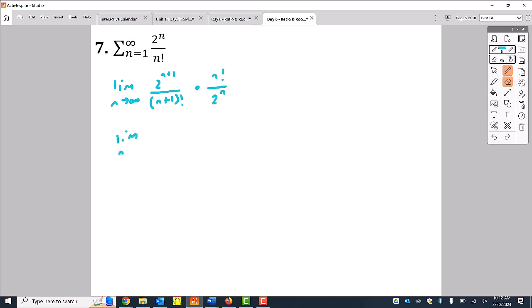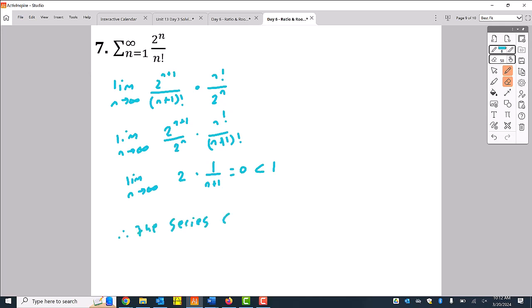So we want to simplify these. To make it a little clearer for you, I'll line them up. 2 to the n plus 1 over 2 to the n times n factorial over n plus 1 factorial. 2 to the n plus 1 over 2 to the n, when we simplify that, just gives us a 2. n factorial over n plus 1 factorial leaves us with a 1 over n plus 1. Now as n goes to infinity, this goes to 0, which is less than 1. So the series converges by ratio test.